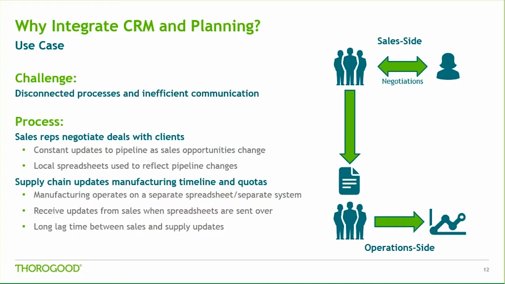Reps for different customers may also use different versions and formats, and these challenges can result in a long lag time between when an update in the sales pipeline is received and when it's reflected in the supply chain. A solution to a challenging and siloed sales and operations process might be to integrate the two processes using tools like Salesforce and Anaplan. So let's take a closer look at how this integration might look now.